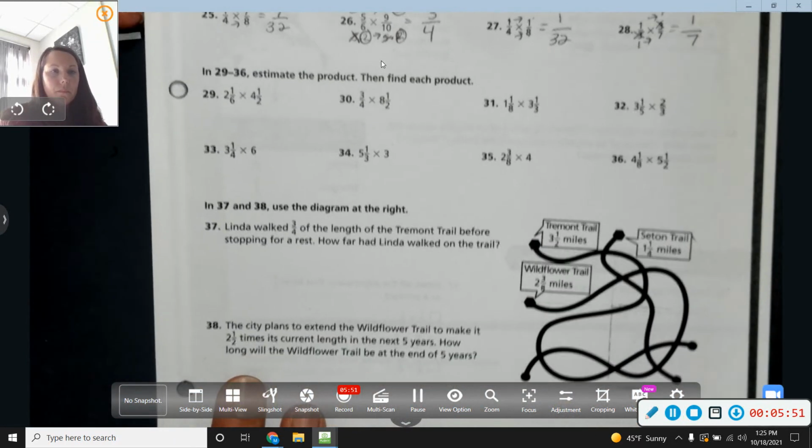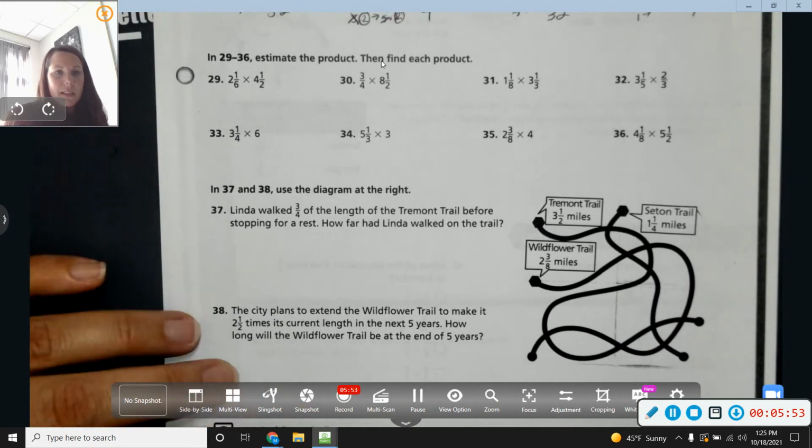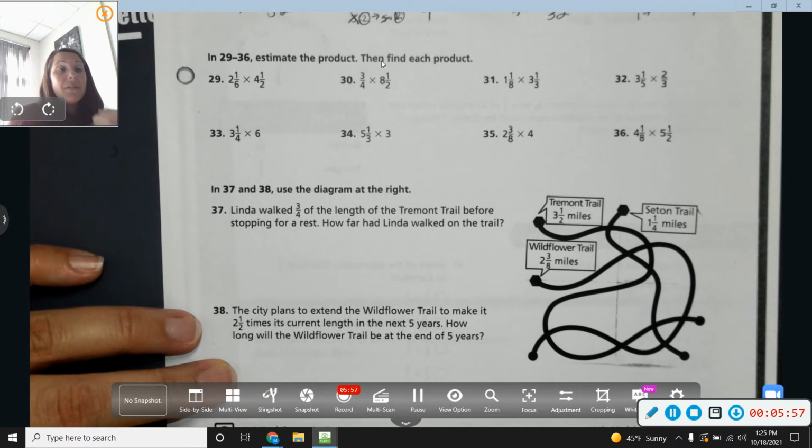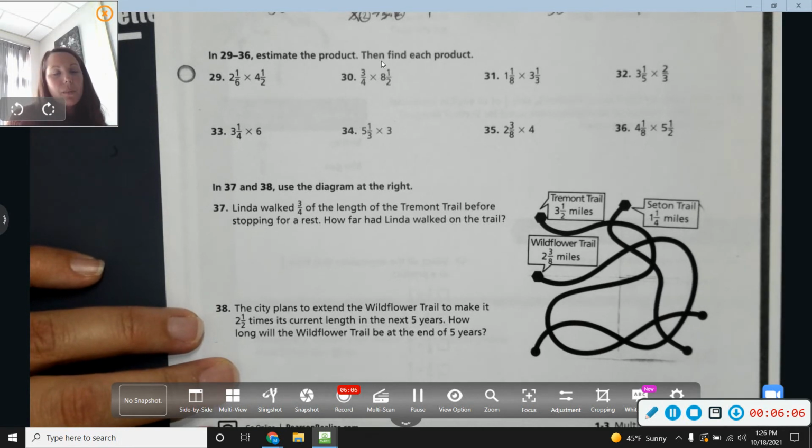Okay, so 29 through 36 is a little trickier because these are mixed numbers and I have to make them into an improper fraction, and then I can reduce, and then I can multiply. So this one is a little bit more work.